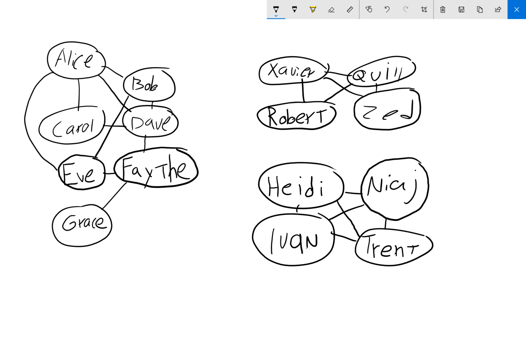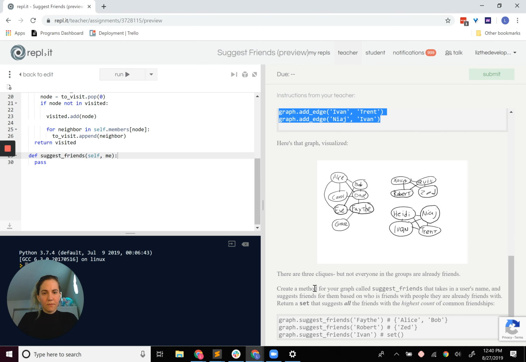So if you look at the examples of what we should return, if we pass in Faith, we should get Alice and Bob because Alice and Bob have the most common friendships. If we pass in Robert, we should get Zed and vice versa. If we pass in Ivan or anybody from this K-complete group, we should get an empty set because there's no one to suggest.